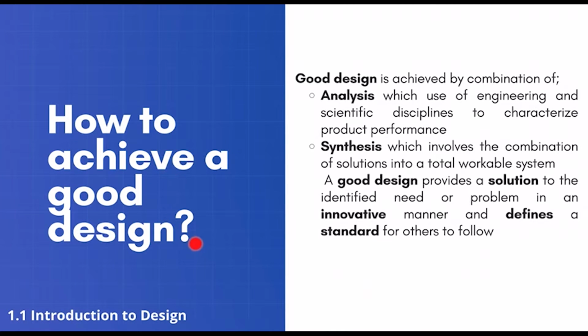How to achieve a good design? Good design is achieved by a combination of analysis, which uses the engineering and scientific disciplines to characterize product performance. Second is synthesis, which involves the combination of solutions into a total workable system. A good design usually provides a solution to the identified need or problem in an innovative manner and usually defines a standard for others to follow.